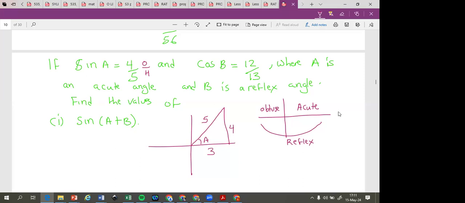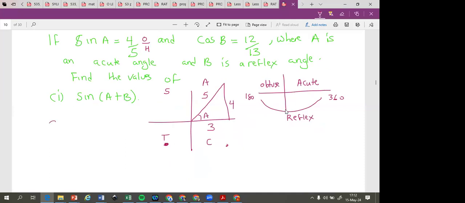Now, don't forget that all students take chemistry, I think that's what you use. When they talk about a reflex angle, the angle is lying between 180 and 360. They told us that angle B is a reflex and it is cos. But even when I look at it, it is positive. I ask, in which quadrant will it lie? Fourth, I think. Fourth.